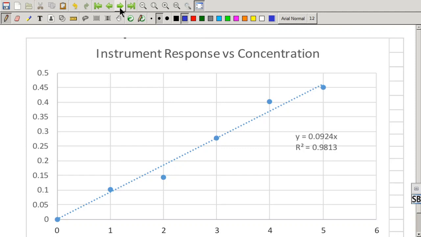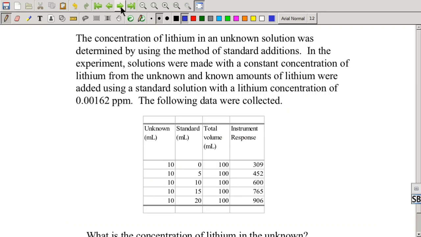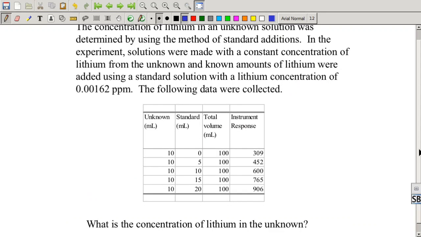Now, what I want to do is move on to standard additions, because this is really important, and this is stuff you haven't really seen before. Here we have a sample that contains lithium. It's in an unknown solution. What we're going to do is spike quantities of that unknown solution with a standard and then dilute to a new volume. And this is a typical standard addition setup.